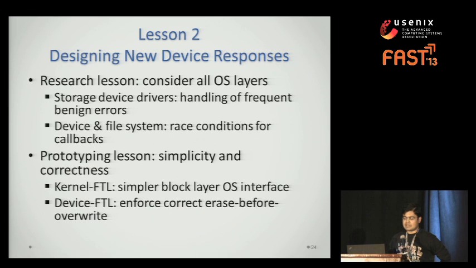Simplicity in the sense that when we were implementing the kernel FTL, that was far simpler for implementing new device responses, such as callbacks, because the block interface provides simpler interfaces than the device FTL. However, if we implement the kernel FTL, we ran into the problem of enforcing correctness discipline for writing to a flash block to ensure that we do not overwrite a page within an erase block before erasing it.